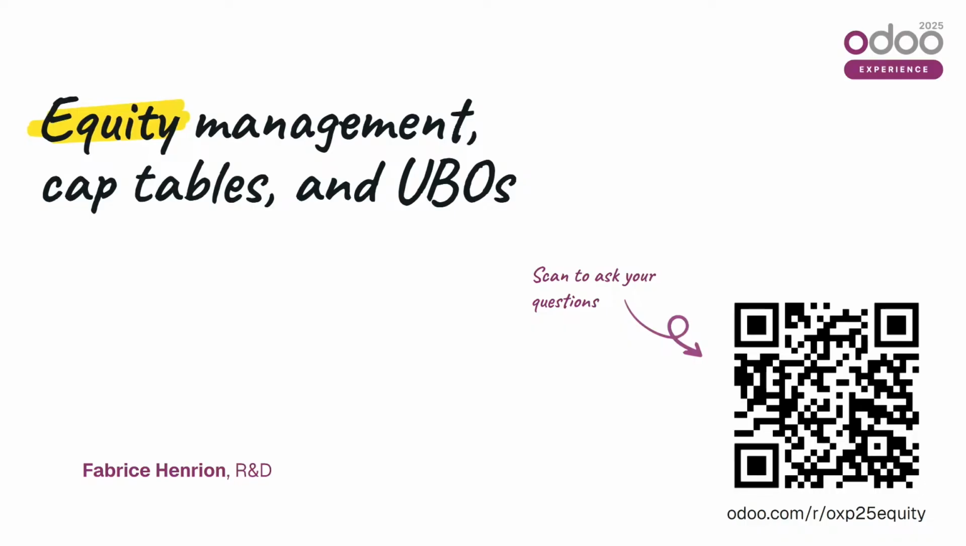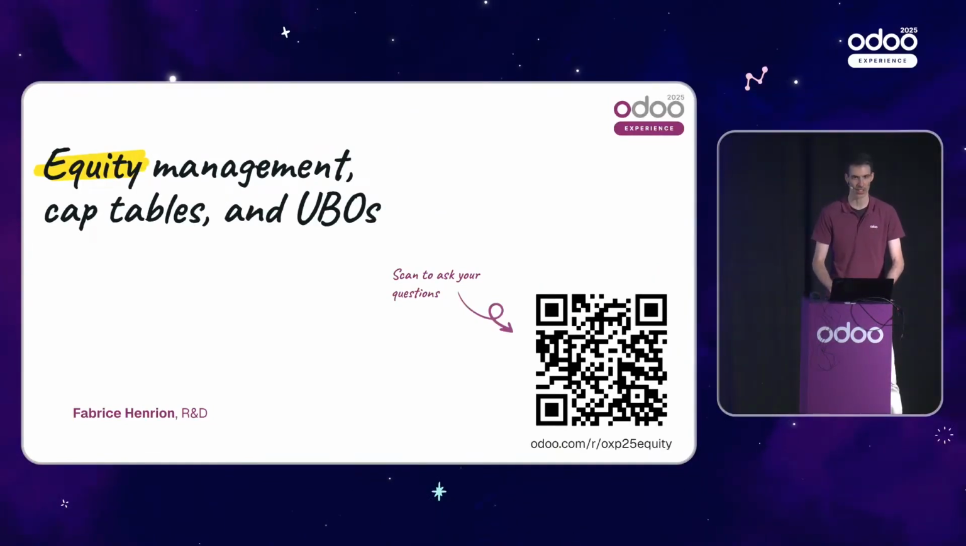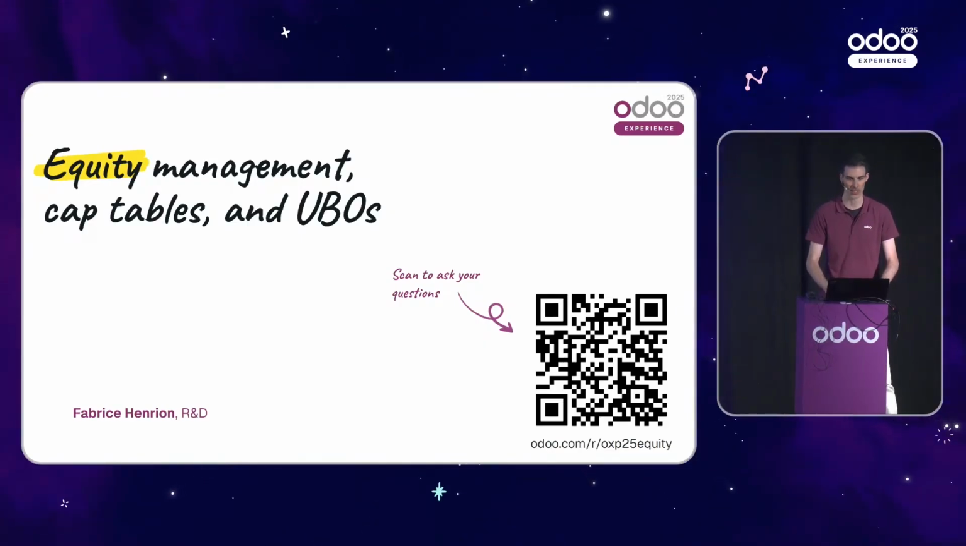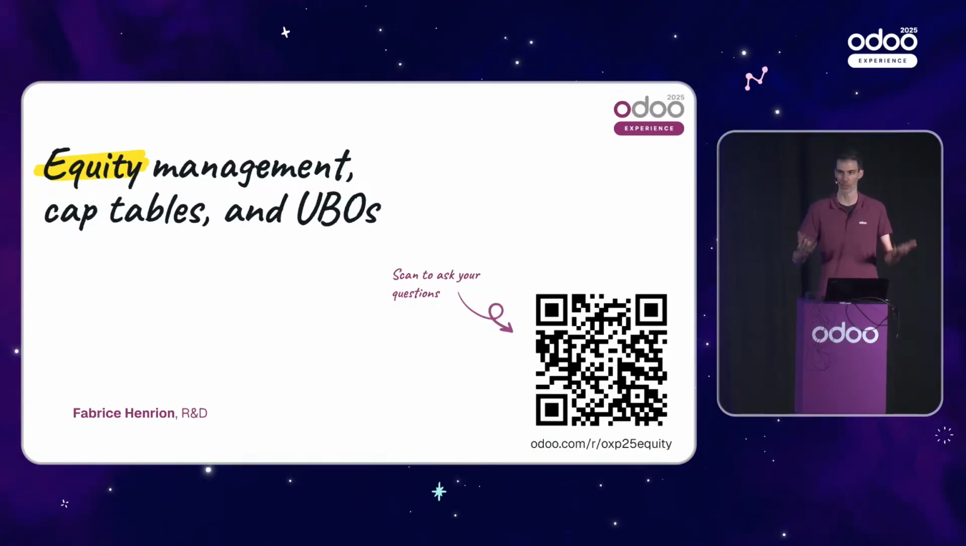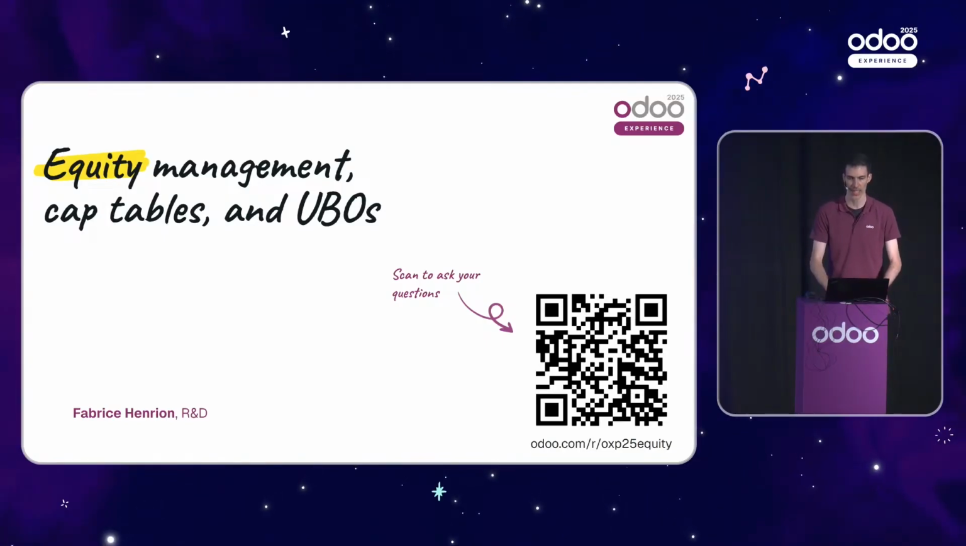So in Odoo 19 we have introduced a new app called Equity, and this presentation is going to cover everything about this new app, and it's essentially in two parts. The first part is about cap tables, so equity ownership in companies, the management of shareholder registers, and the second part will be about UBOs, ultimate beneficial owners. First, let's dive into cap tables.